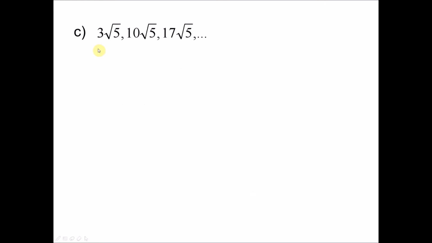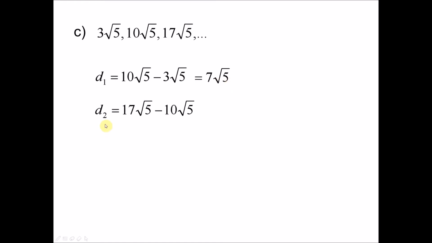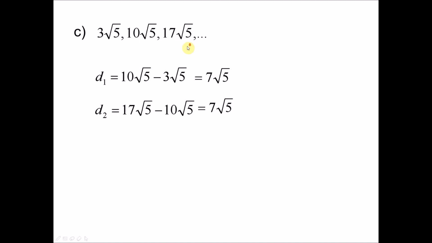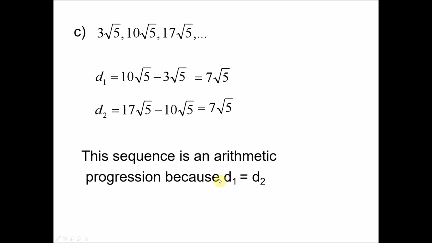Try the next one. You have this. Now it's in the form of surd. First, we find the first difference, which is 10 surd 5 minus 3 surd 5. You get 7 surd 5. For the second difference, you take 17 surd 5 minus 10 surd 5, the third term minus the second term. You get 7 surd 5, which is the same. Hence, since D1 equals D2, this sequence has a common difference, which is 7 surd 5. D equals 7 surd 5. This sequence is an arithmetic progression.